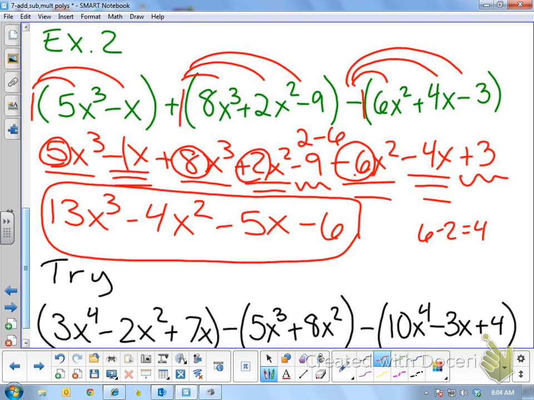6 minus 2 is technically positive 4, but at this point, most of the time... How'd you get 6 then? 2 and then minus 6, it's just part of the problem. They gave it to us.